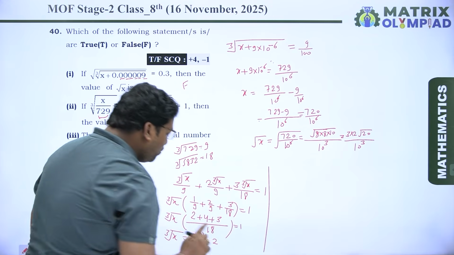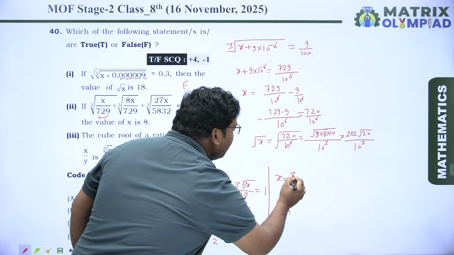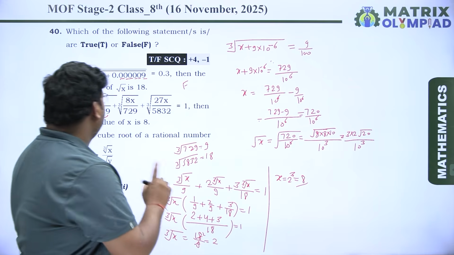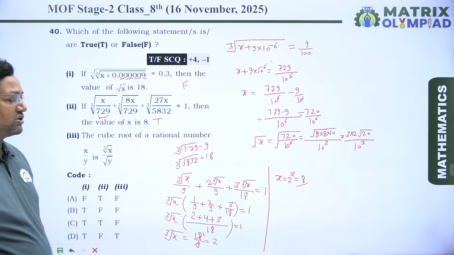Now we have to cube both sides. So we will get x equal to 2 to the power 3, which is equal to 8, and it is given the value of x is 8. It means this statement is a true statement.